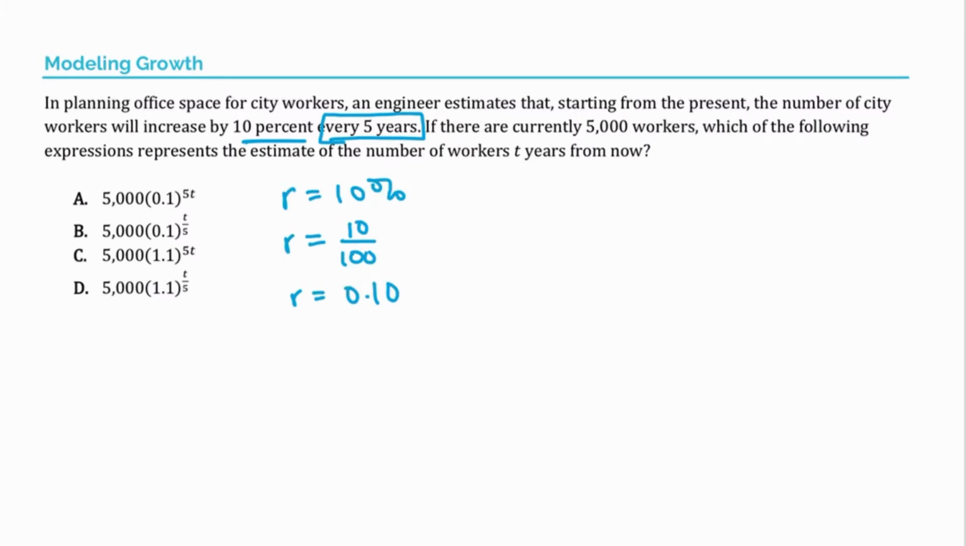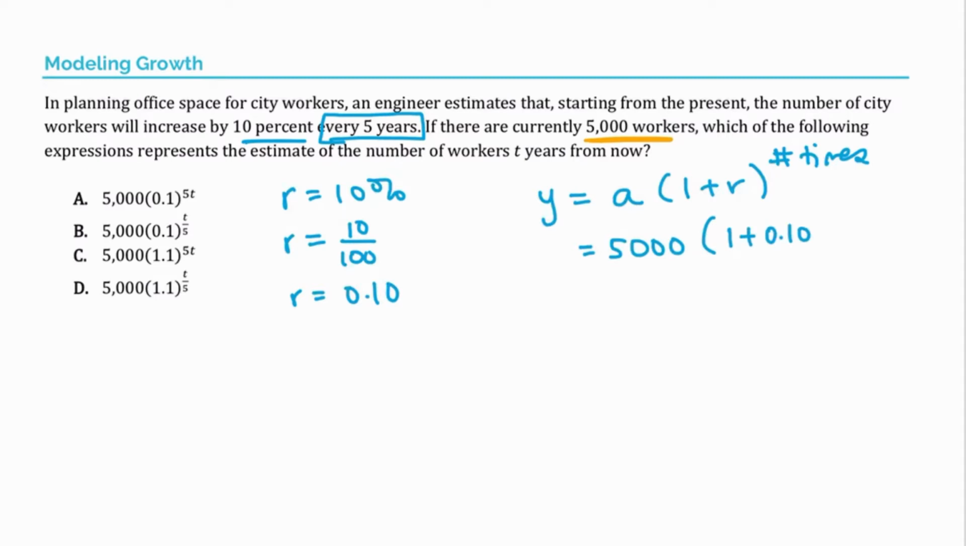If there are currently 5,000 workers, okay, so our initial amount is 5,000. Oops, let me first write our equation. Y equals the initial amount times 1 plus R to the power of the number of times that we basically increase something by that factor of R. So what do we know? We know that A, that initial amount, was 5,000 times 1 plus, we know that R, we just figured out, was 0.10. Remember, here was our R value. I'll go ahead and underline so it's all marked. Same thing with that initial value, that 5,000.